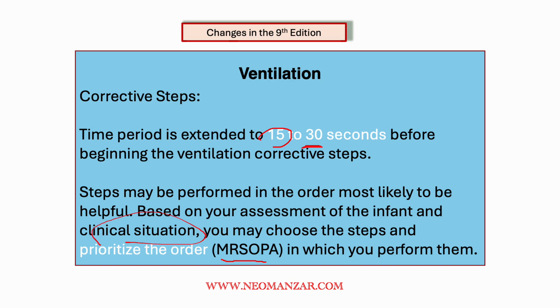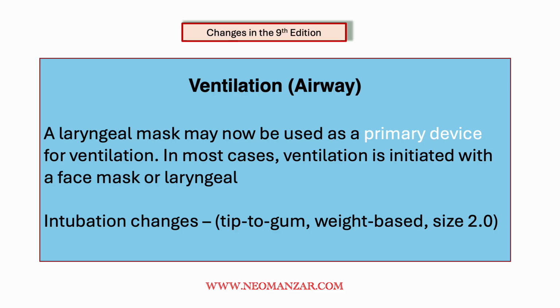Suppose you can suction the baby's mouth and then right away go to increase the pressure, or you can even apply an airway earlier than going through all the steps. But again, remember that MR SOPA still holds good; the only thing is the order in which we perform the steps, which you can change according to the clinical scenario. You don't have to follow M, R, S, O, P in this order. So I hope this makes sense. The last part in ventilation is that now a laryngeal mask may be used as a primary device, so you don't have to intubate if there is an airway anomaly or a difficult intubation. One can use a laryngeal mask as a primary device.